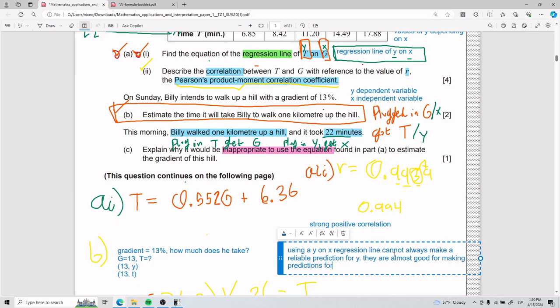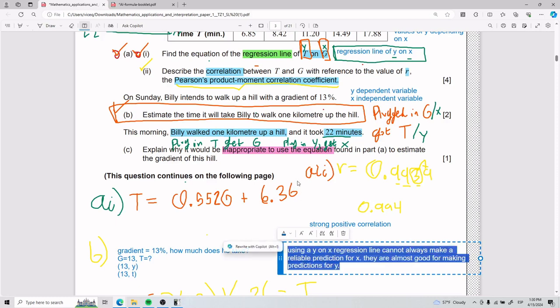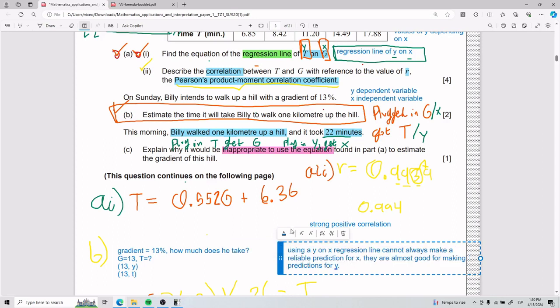Oops, I said this the other way around. Using a Y on X regression line cannot always make a reliable prediction for X. They're always good for making predictions for Y, okay? And so you're kind of using it the other way around, not what it's intended. So anytime you have a problem where they tell you that you're using a regression line and you're trying to find an X value, you say, nah, usually you want to try to find the Y value.